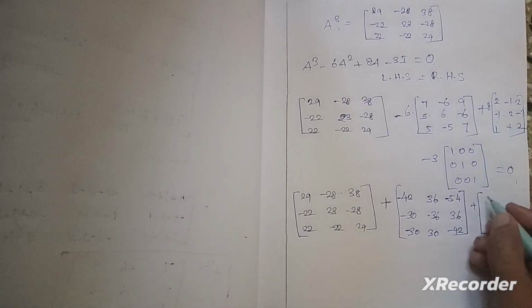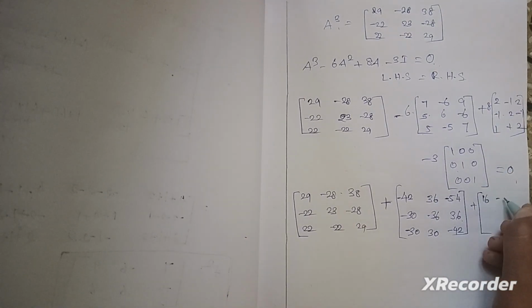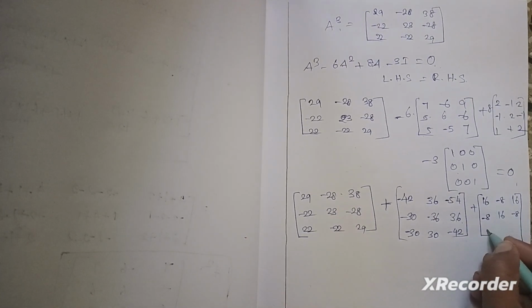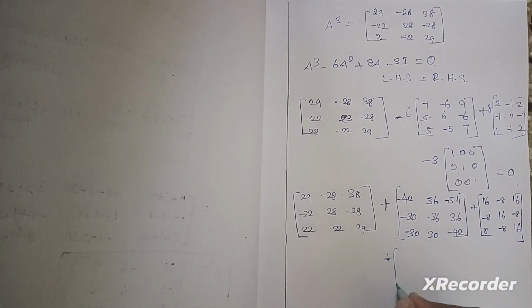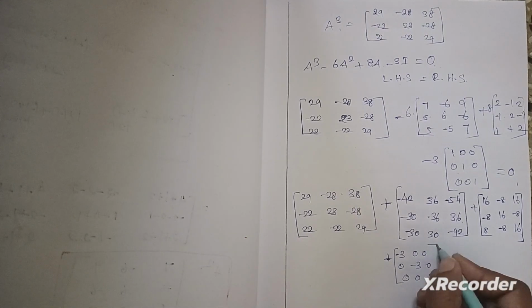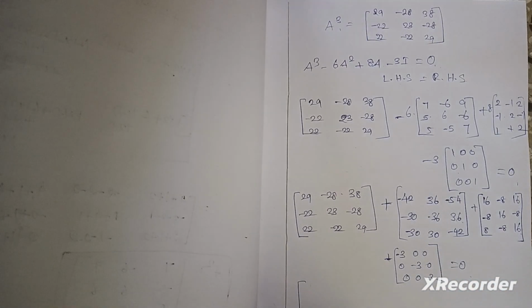Directly inside multiplication, 8 into 2 16 minus 8, 16 minus 8 into 2 16 minus 8, minus 8 16. Directly minus 3 inside, 3 0 0, minus 3 0 0 0, minus 3 equal to 0. So we have to add directly 29 minus 42 plus 16 minus 3. Next, minus 28 plus 36 minus 8 plus 0.